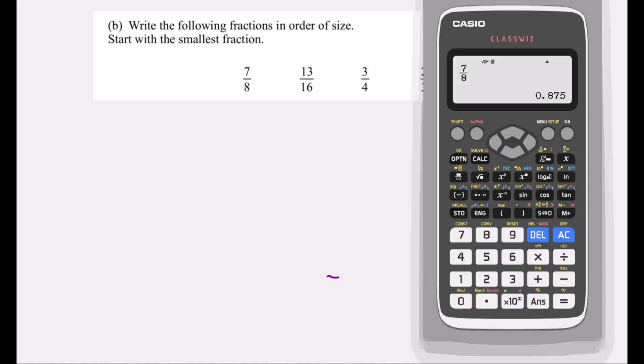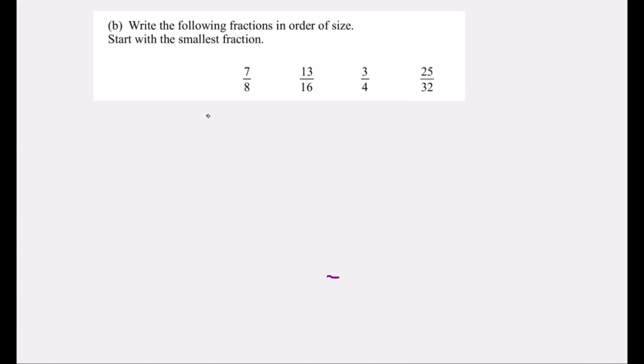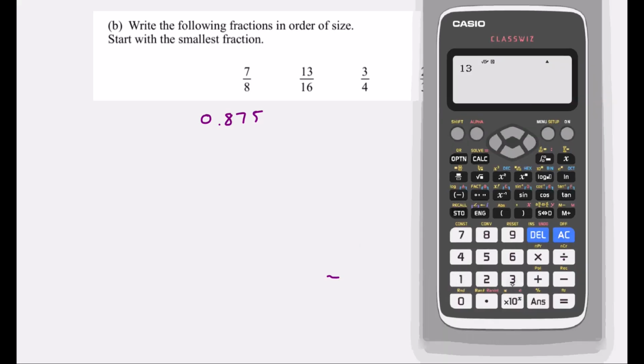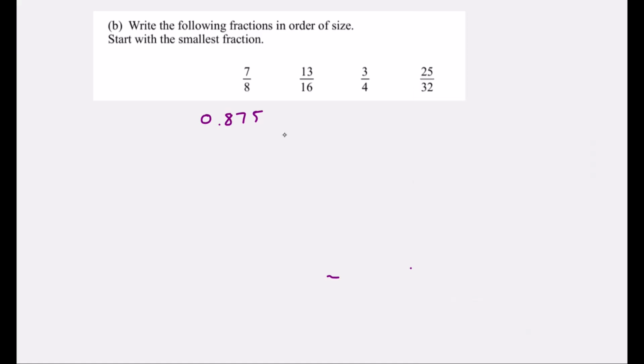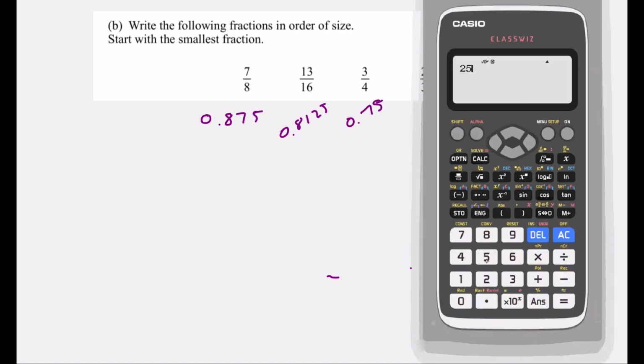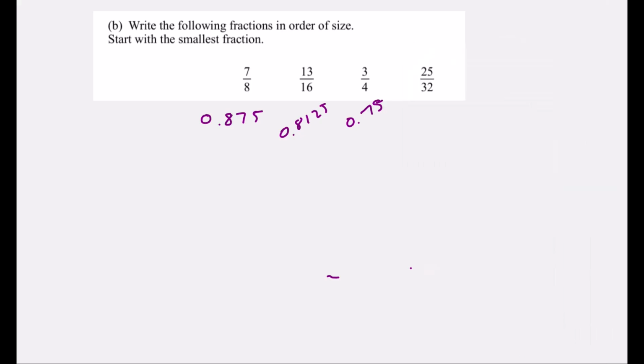I'll do both. So we've got 7/8 is 0.875, 13/16 is 0.8125, 3/4 is 0.75, and 25/32 is 0.78125.